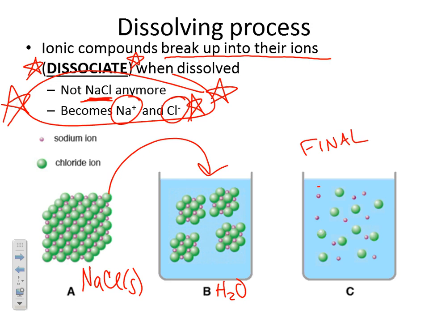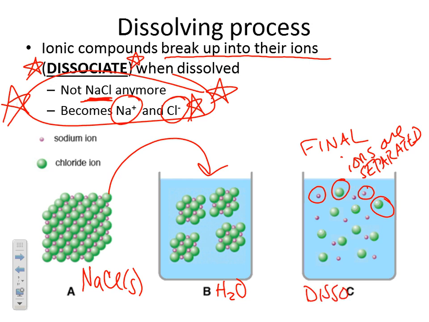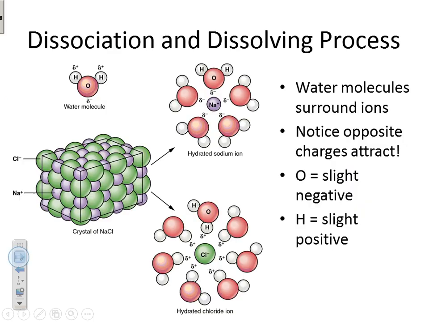And notice that the ions are separated. We call that dissociation. The ions have completely split. The sodium ions are separated from the chloride ions. And again, all ionic compounds will do this. They will split into their ions when you put them in water.